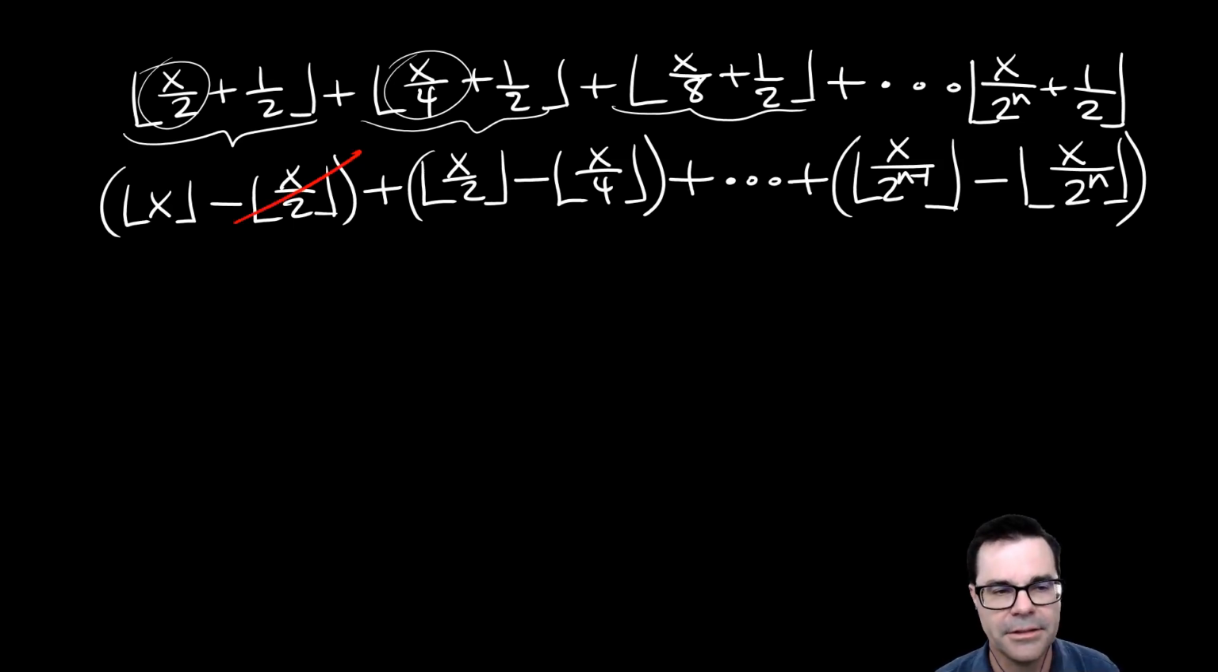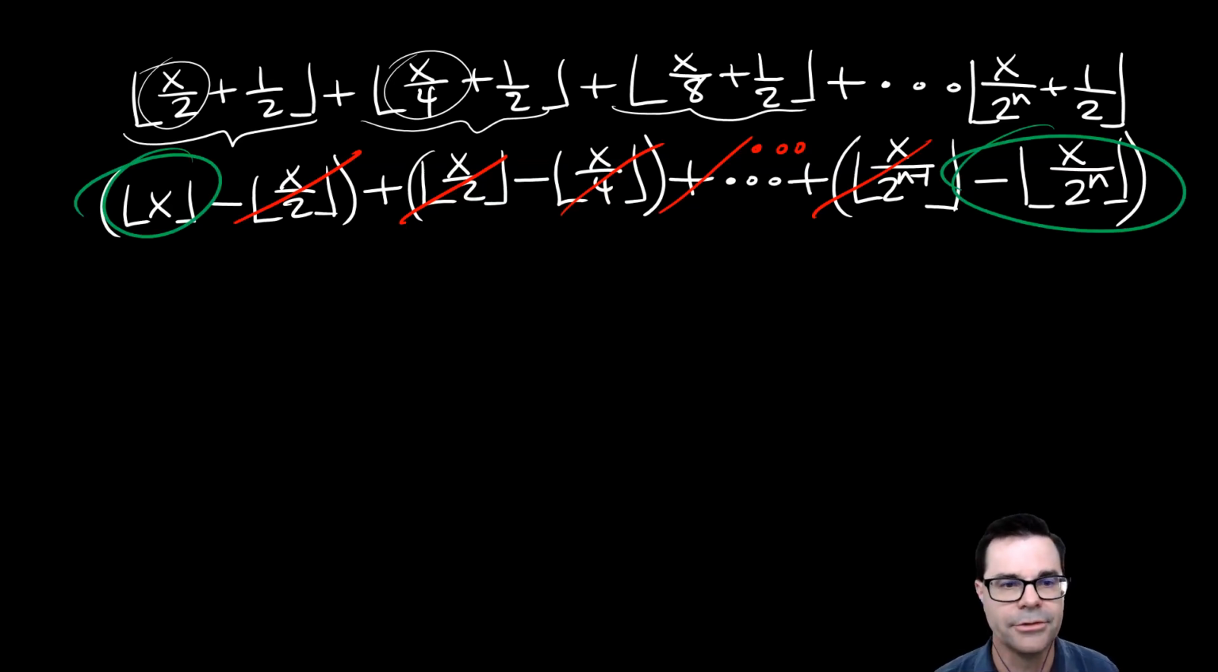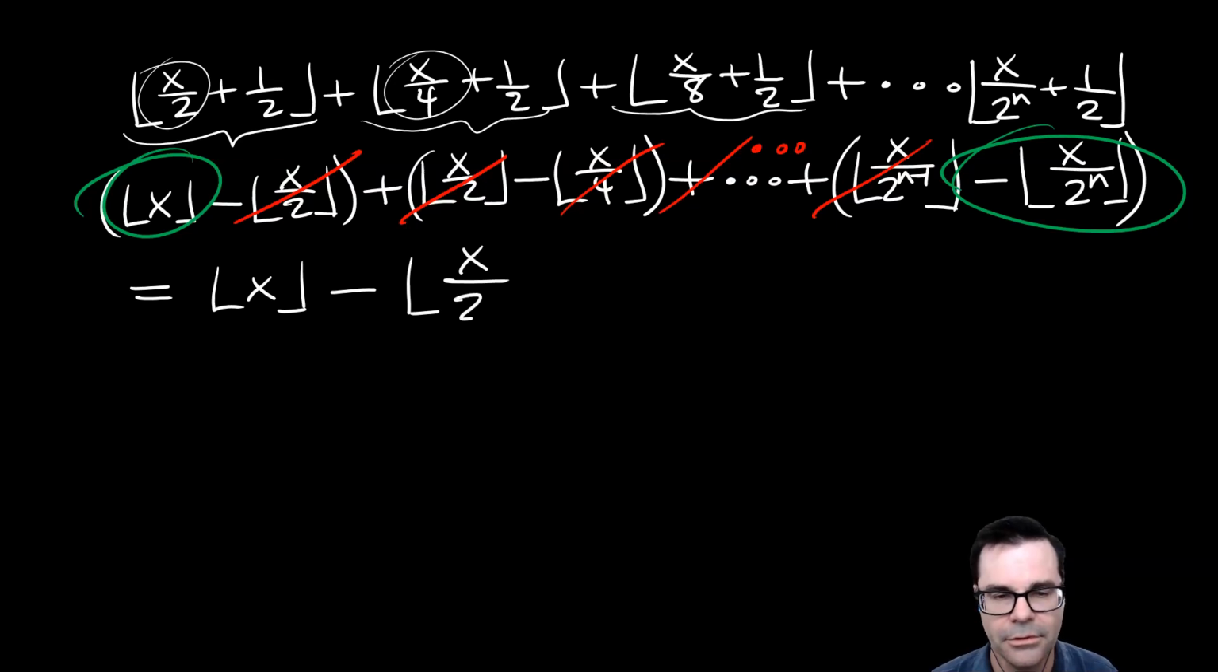We've got canceling. So we're going to get all of this stuff canceling. And we're just left with that term and that term. In other words, we have floor of x minus the floor of x over 2 to the n.